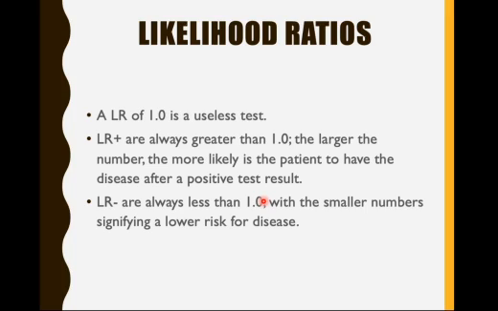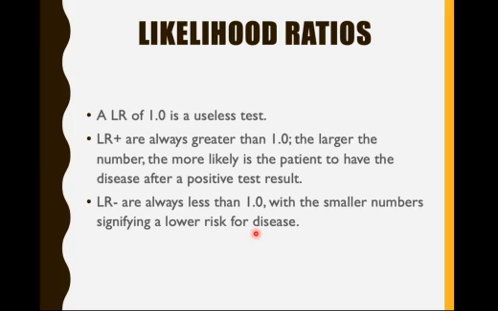Now, likelihood ratio negative are always less than 1. The smaller the value, the lower the risk for the disease. You will note that it says here lower risk for the disease. So if the value is very small, like 0.001, because it should be less than 1, the likelihood that the patient has the disease is very, very small.